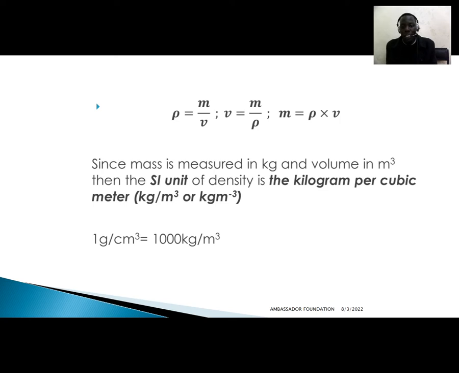If you want to get from 1000 kilogram per meter cubed back to grams per centimeter cubed, you divide by 1000. For example, water has a density of 1 gram per centimeter cubed. That is pure water. In kilogram per meter cubed, it is 1000 kilograms per meter cubed. That is the density of water, for example.